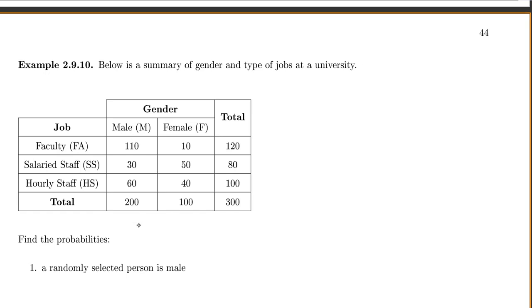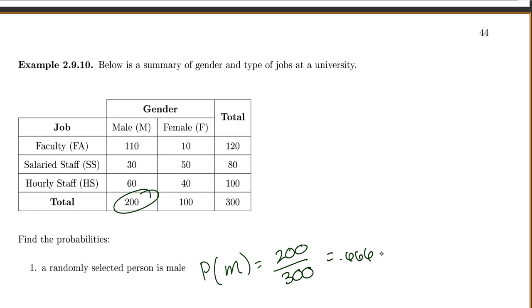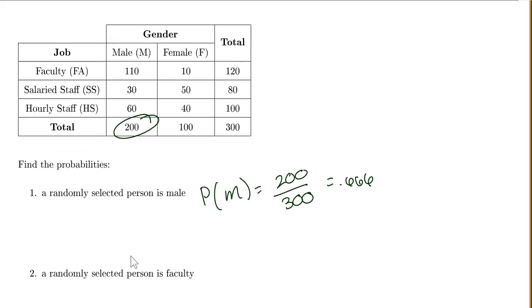You can see that we have males and females, and then we have 3 different types of jobs. Let's find some probabilities. The first one is to find the probability of randomly selecting a person who is male. So probability of male, let's see, there are 200 males out of a total of 300 people, which is 0.6666. I like to do 4 decimals if we're talking about probability.